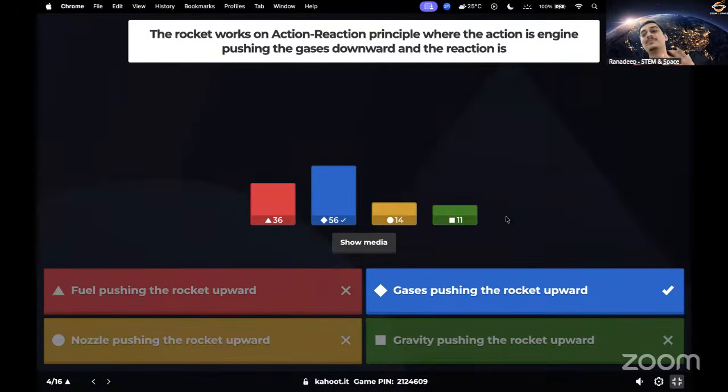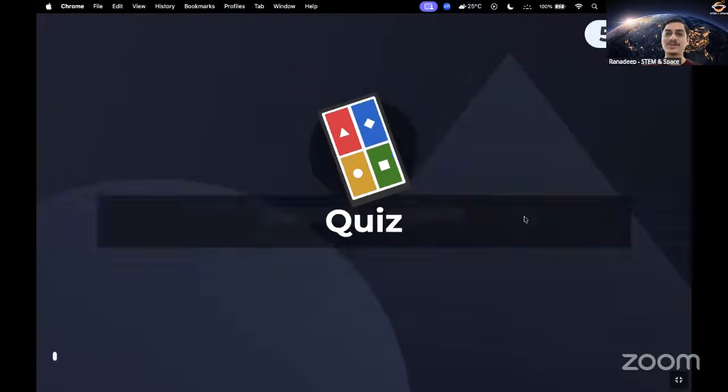And of course, gravity pulls it down. So there is no way that gravity can push the rocket upward in the opposite direction. There's no role of nozzle in that principle either. So the correct answer is gases pushing the rocket upward. And since this was for double points, I believe people who have answered correctly must have climbed way above in the leaderboard. Let's move on to the next question.